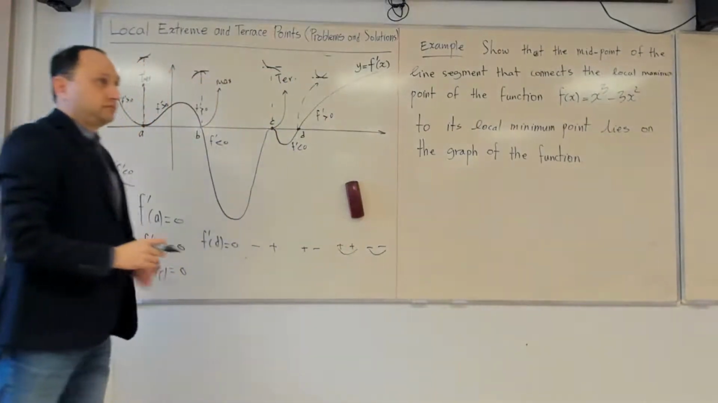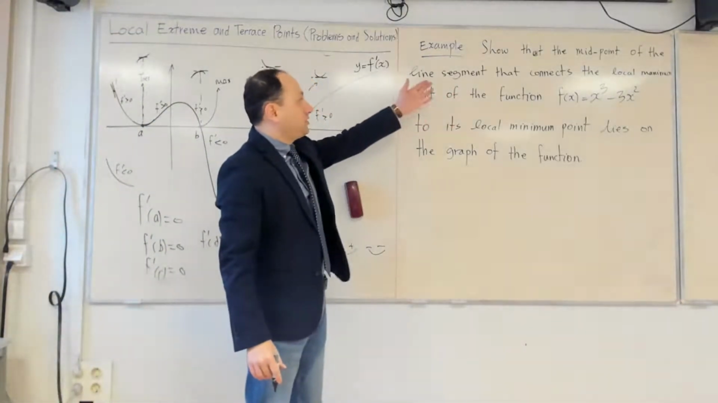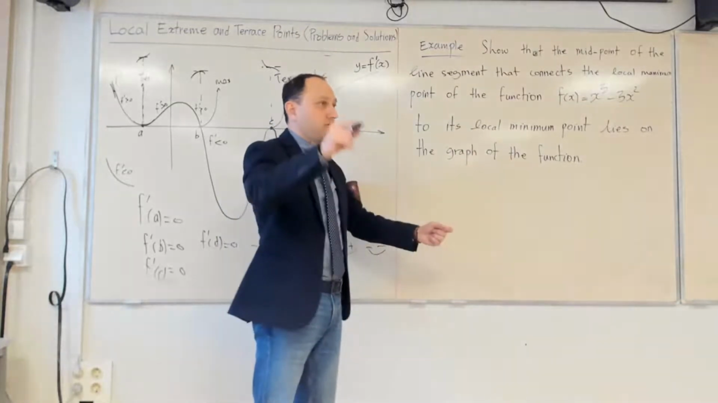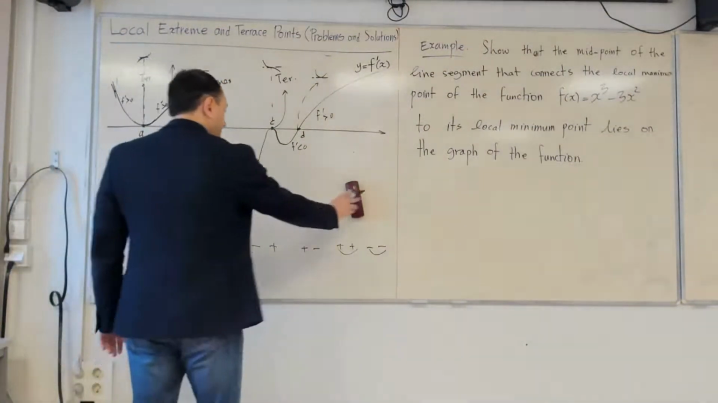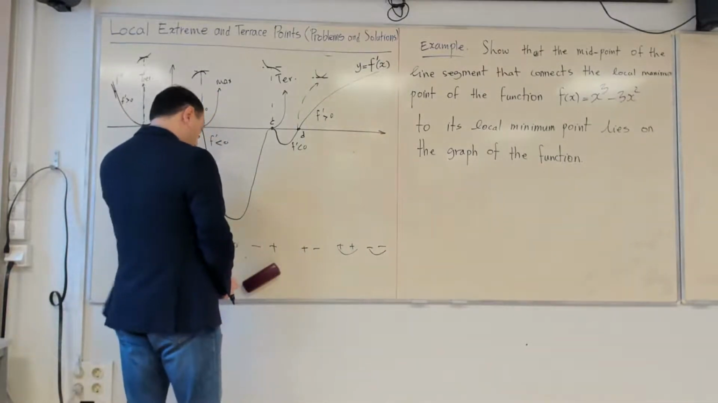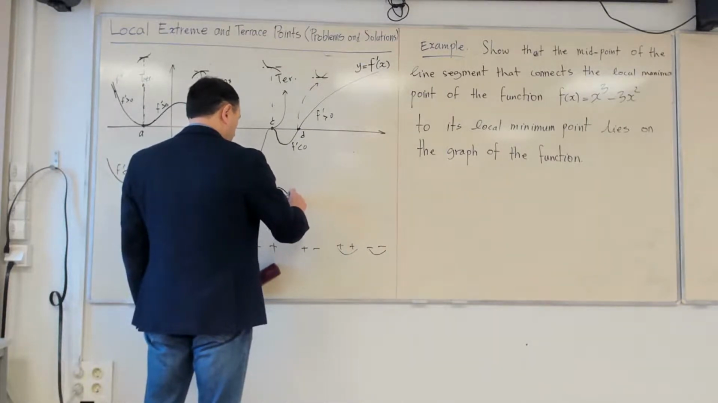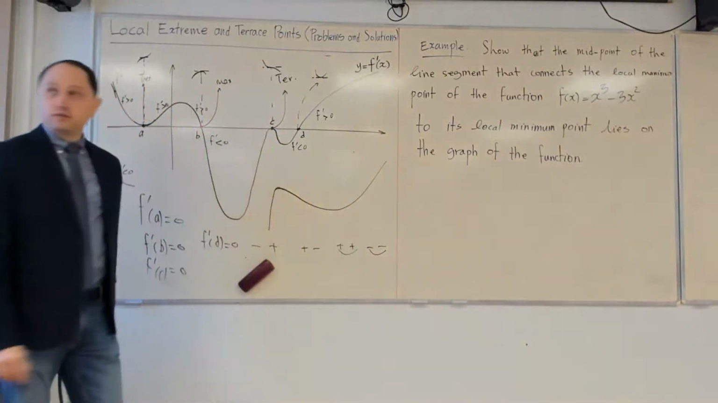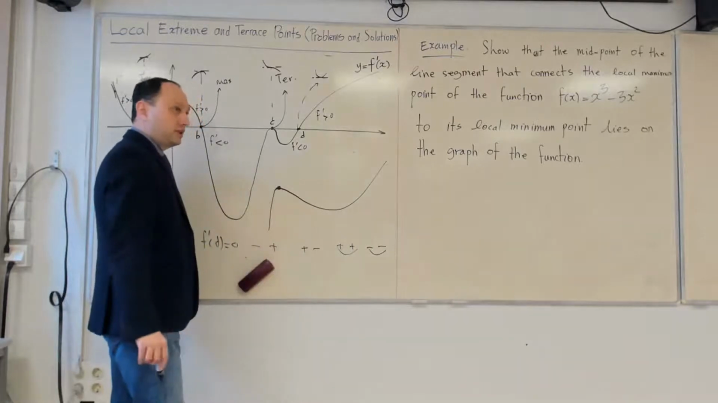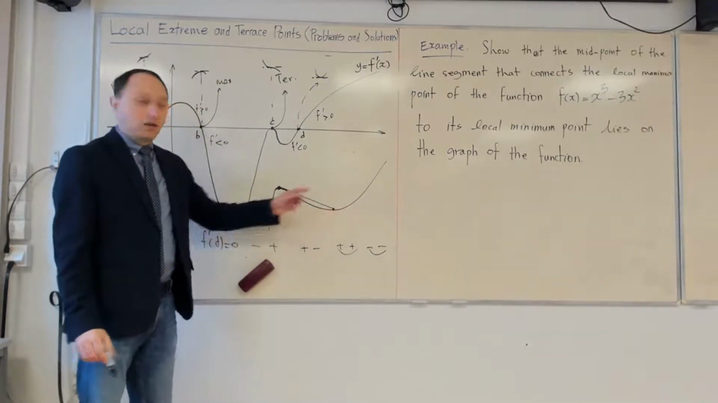Yes? So you need to read and try to digest the problem itself. Show that the midpoint of the line segment that connects the local maximum point of this function to its local minimum lies on the graph of the function itself. So for example, assume that I have this function. Let me exaggerate a little bit. There is a local maximum point and there is a local minimum point. I connect these 2 points together, it becomes a line segment, and I find the middle point.